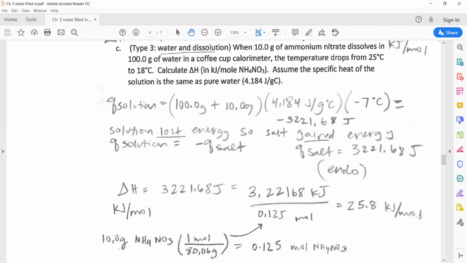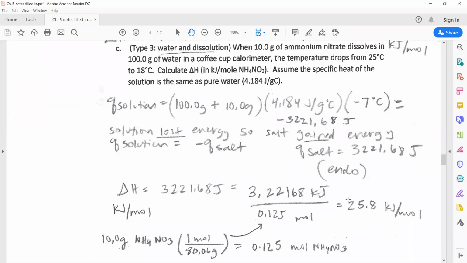What this means is that 25.8 kilojoules is required or absorbed every time 1 mole of ammonium nitrate gets dissolved. So if I doubled the moles, I would also double the heat. That's why this ratio is really helpful.